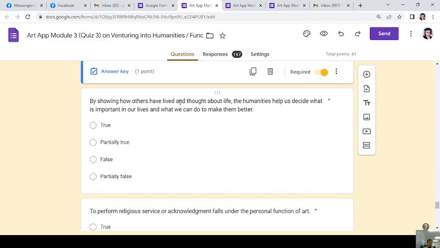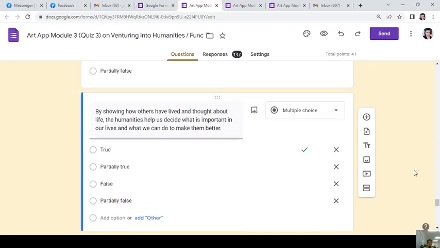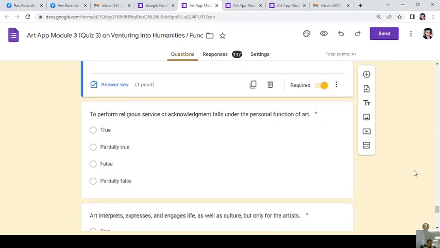Next, by showing how others have lived and thought about life, the humanities help us decide what is important in our lives and what we can do to make them better. True, false, partially false. Perfect. That is true.